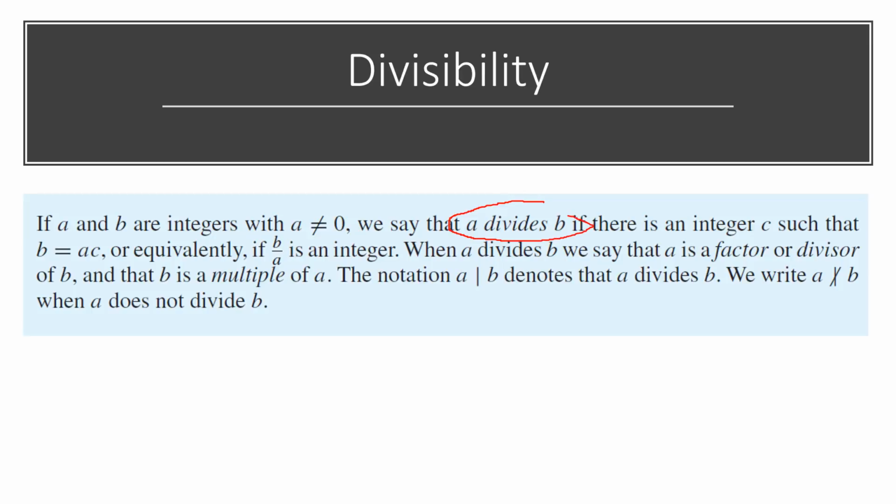We say that A divides B if there's an integer C such that B is equal to AC. We can give a lot of examples of that. We know that 3 divides 12 because we can write 12 as 3 times 4. So we use the notation A vertical bar B to denote that. This is not the fraction notation. This says that A divides B.